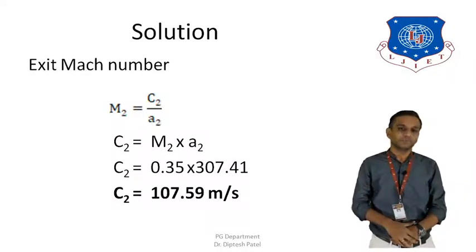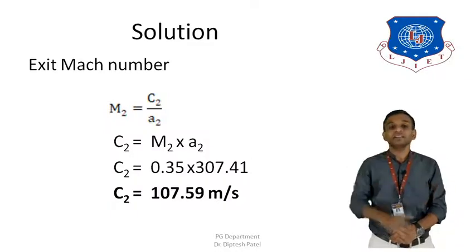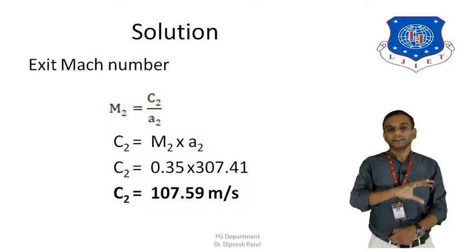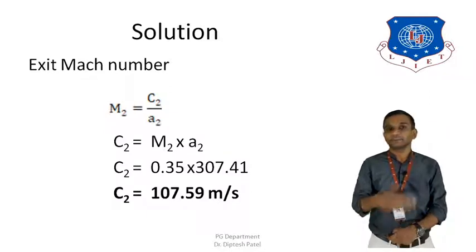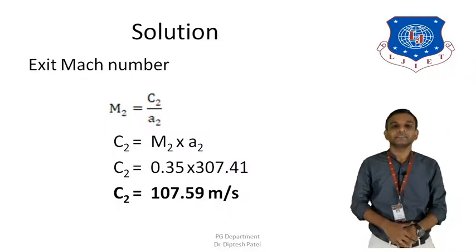So this is all we need to calculate, all those 4 different findings, to get the 7 marks in the exam. This kind of numerical is normally asked in the GTU exam.